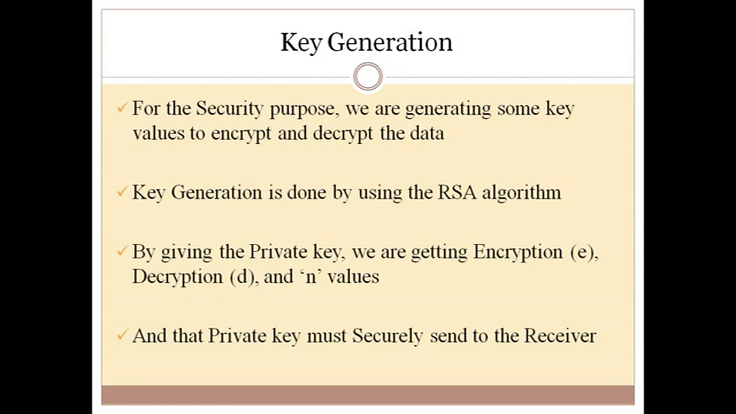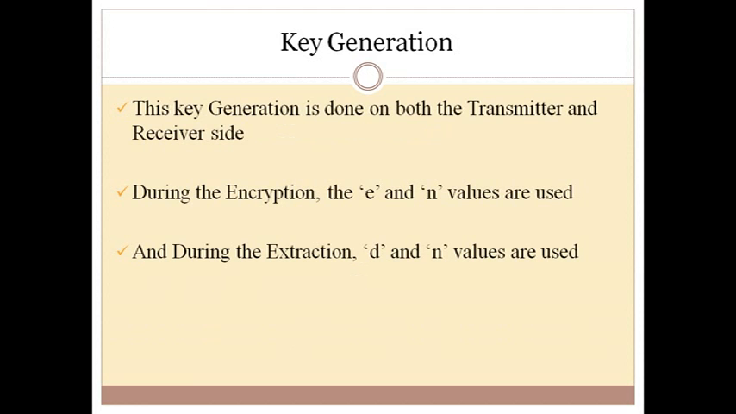For the security purpose, we are generating key values by giving the private key, which is done by RSA algorithm. This block gives encryption, decryption and N values. During the encryption, E and N values are used. During the extraction process, D and N values are used.